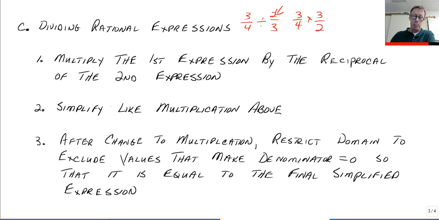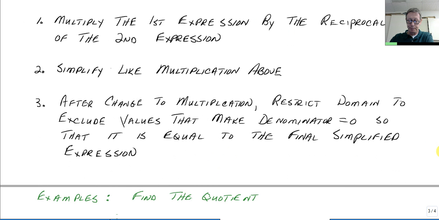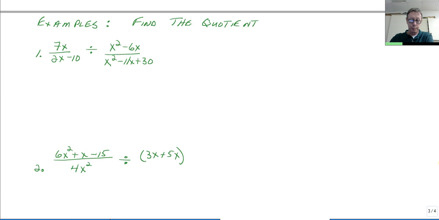And we're going to use the same procedure when we're dealing with rational expressions. So we're going to have to convert our division into multiplication. Then we're going to just do what we've done before. We're going to simplify like multiplication, and we're going to have to specify the values of the variable that are going to make the denominator go to 0. So let's work some examples.